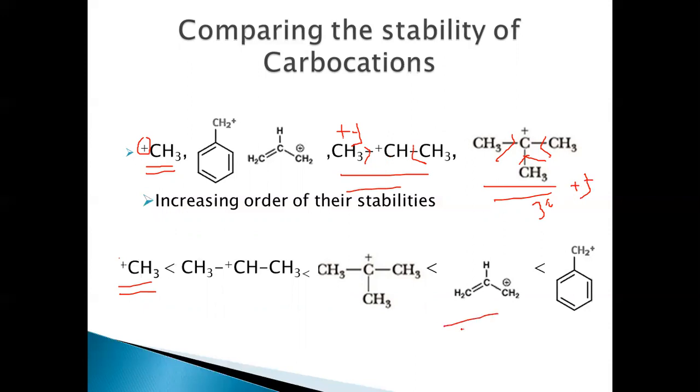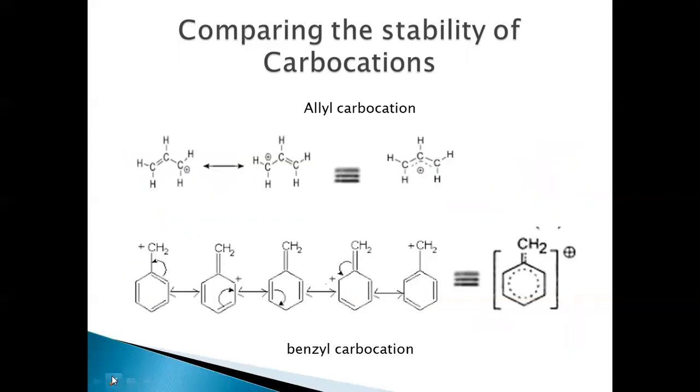Then comes the allyl carbocation. To judge its stability relative to the benzyl carbocation, let's look at its resonance structures before coming to a conclusion. When we see the stability of the allyl carbocation, there is a resonance stabilization possible here. There's a shift of the pi bond between the adjacent carbon atoms, and two structures are possible for this allyl carbocation, and this is the resonance hybrid of the allyl carbocation.